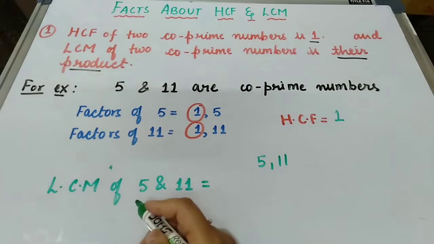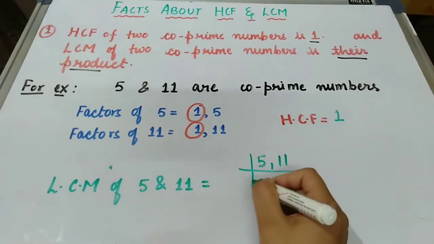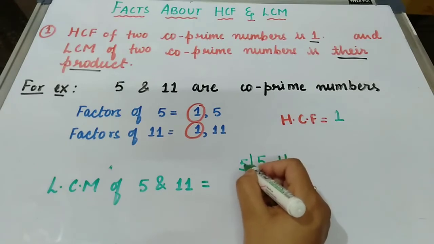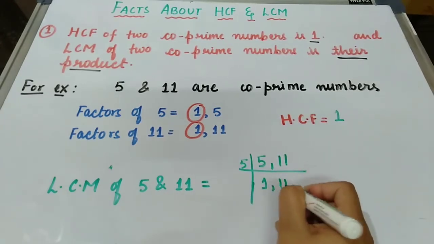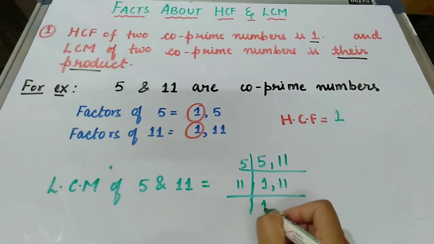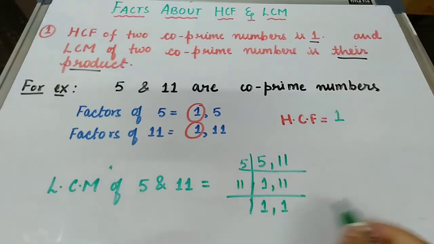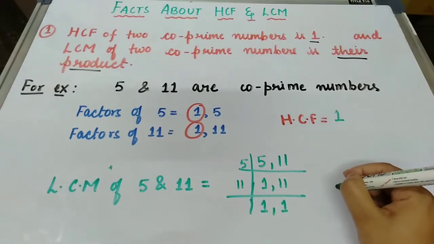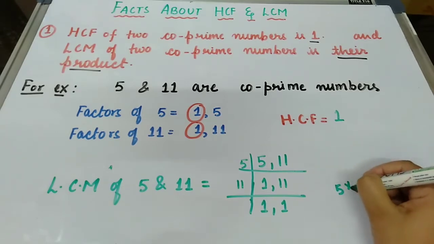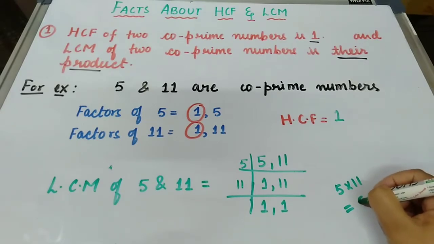Now what will be the LCM of 5 and 11? Let us find out. In this way we can find it by the method: 5 ones are 5, and 11 ones are 11. So the LCM of 5 and 11 is what? 5 into 11, that is 55.